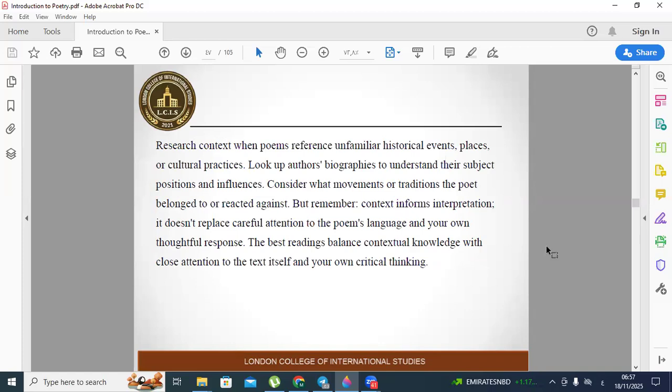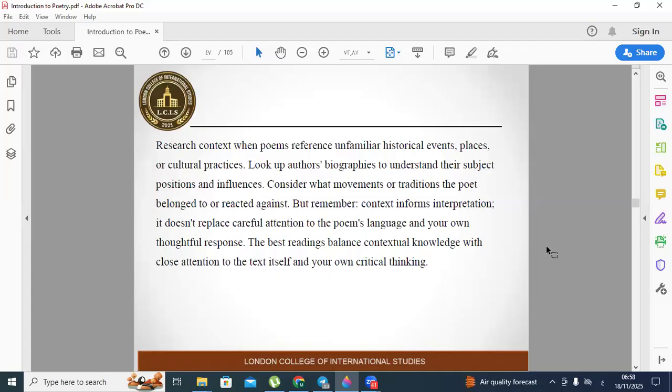Researching context. So, how do you research context effectively? When a poem references unfamiliar historical events, places, or cultural practices, look them up. If a poem mentions the Harlem Renaissance, research what that was. Look up authors' biographies to understand their subject positions and influences: where they were born, what they experienced, what they believed. Consider what movements or traditions the poet belonged to or reacted against.